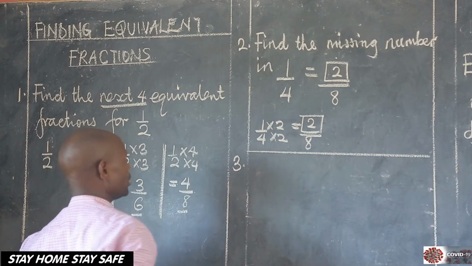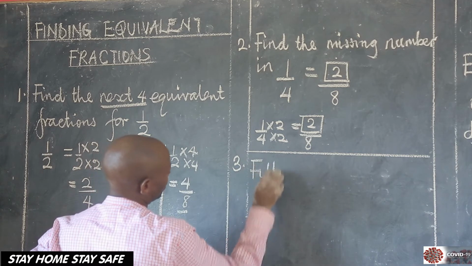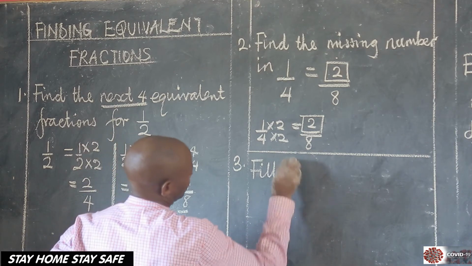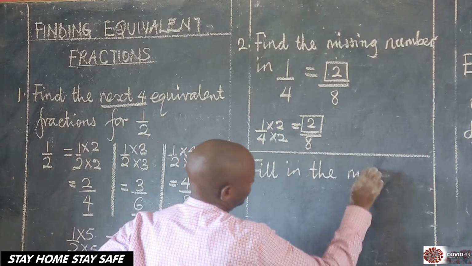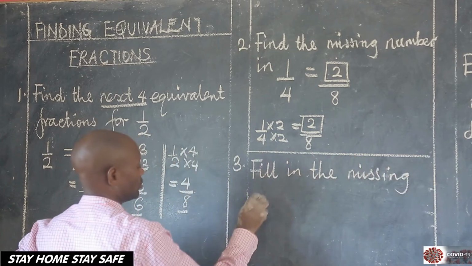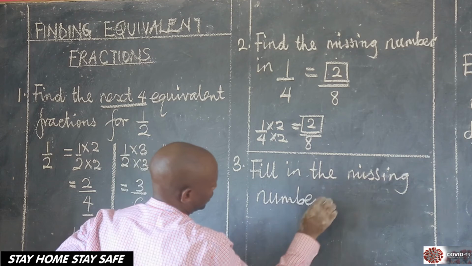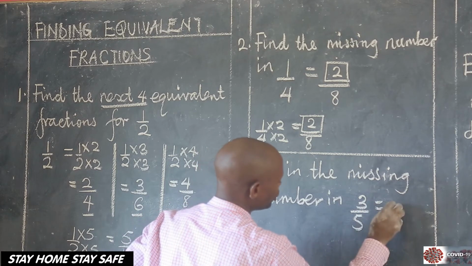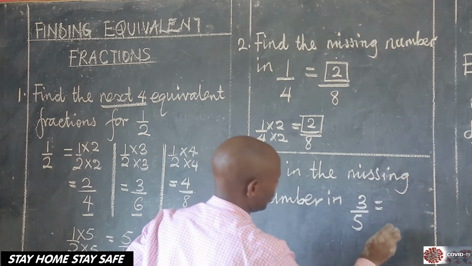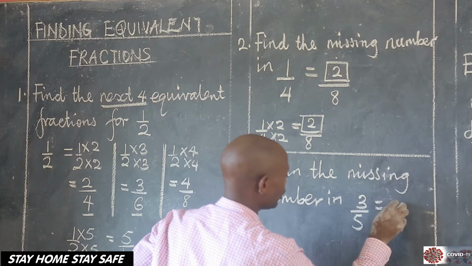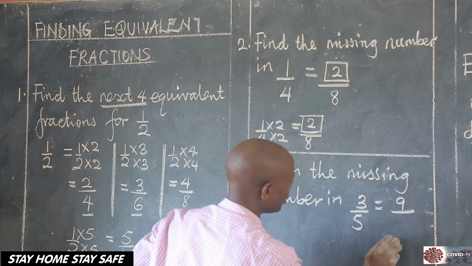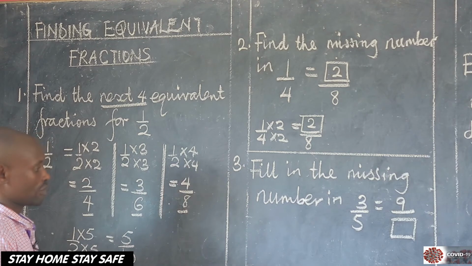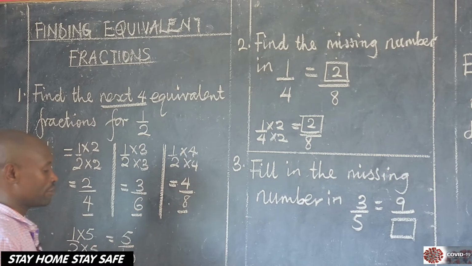Let's have another example. Fill in the missing number in 3 out of 5 is equal to, this time, it is going to be 9 out of a box. Okay? 3 out of 5 is equal to 9 out of a box.